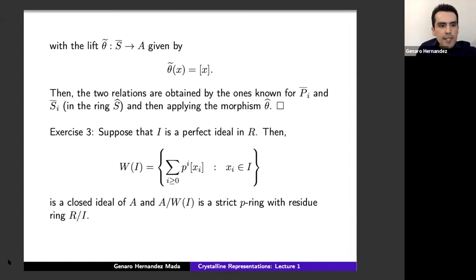Suppose that I is a perfect ideal in R. Then if I define W of I as the set of these sums where x_i is an element of I, this is a closed ideal of A. And if I take the quotient, this is a strict p-ring with residue ring R over I. Okay.